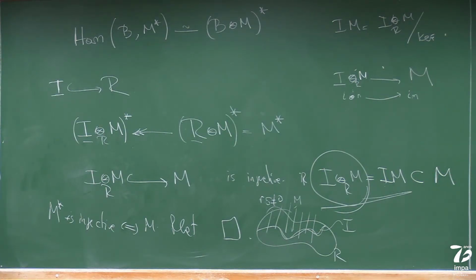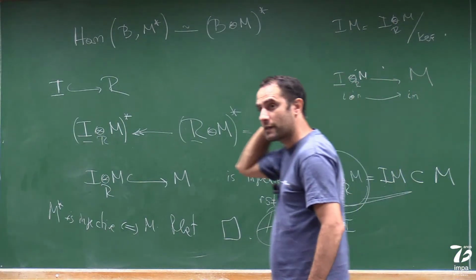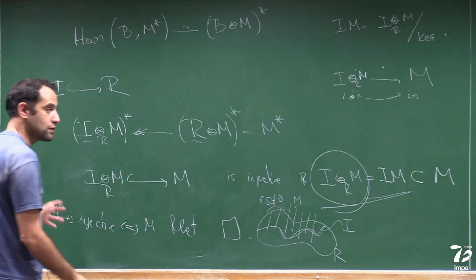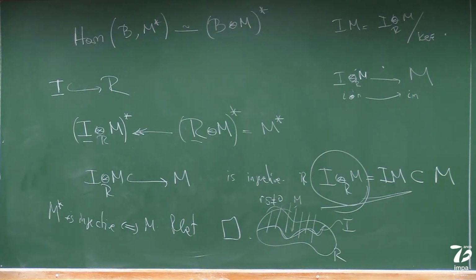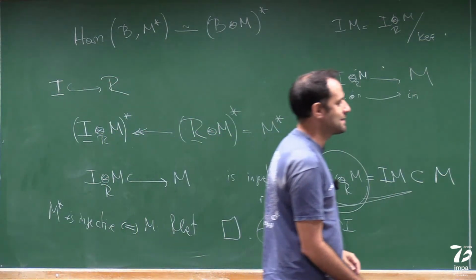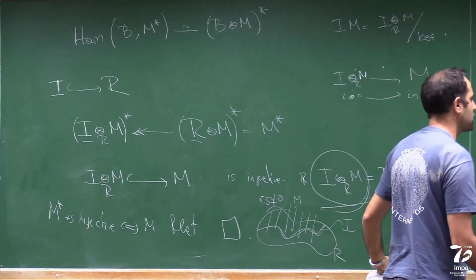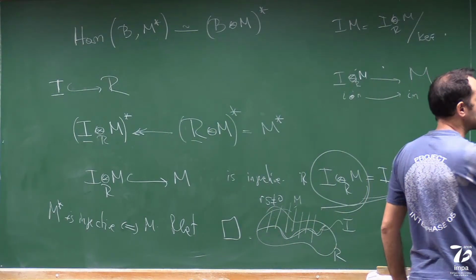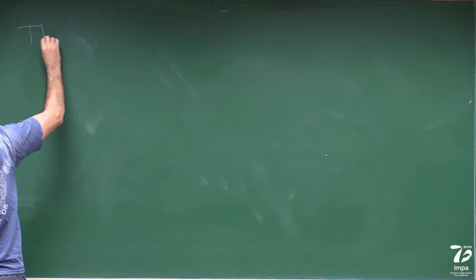All the examples that I did were for rings, even non-commutative rings, and modules were left or right, but not modules on both sides. Okay, let's continue with something that is more of a philosophical statement, and it's the following theorem.